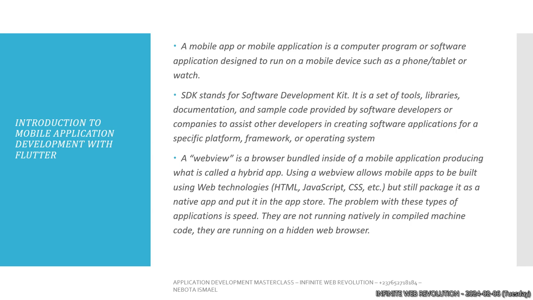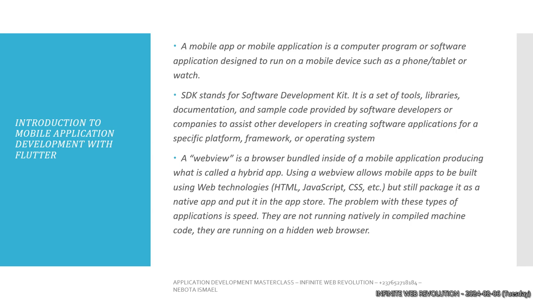Now using a web view allows mobile apps to be built using web technologies. Very interesting. Yes, so you write a program in HTML, JavaScript, CSS. There are so many other libraries. So what happens at the end of the day, you convert it to a native application. You convert it to a native application by enabling what we call a web view, which you now embed.